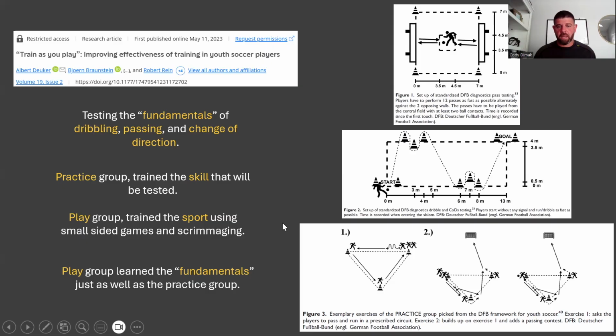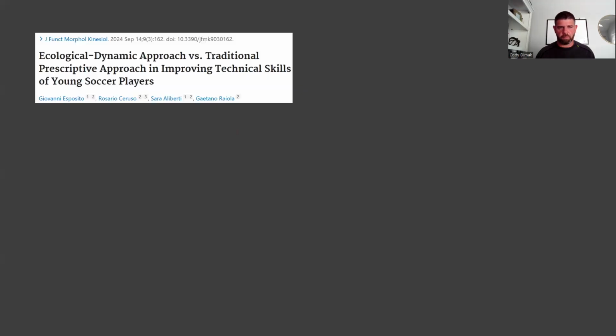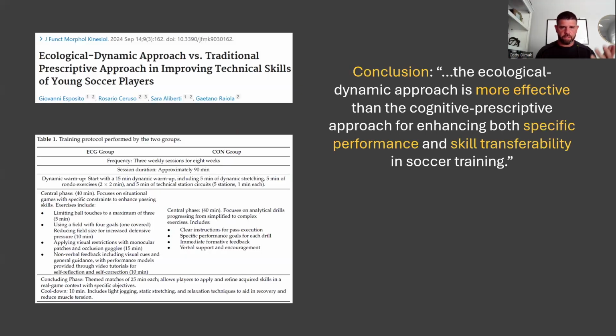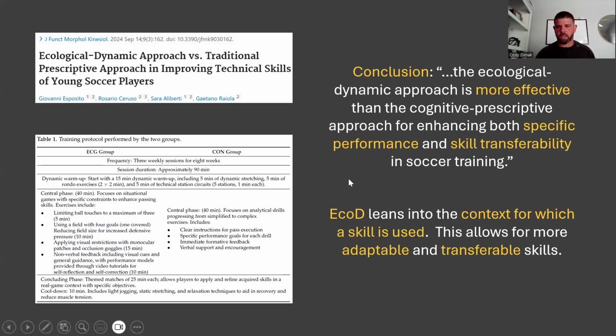It just doesn't exist. Well, when they retested the original dribbling around the cones and passing to cones, the play group learned the fundamentals of dribbling around the cones just as well as the practice group. So you can learn the fundamentals without practicing the fundamentals, is what this says. There are other studies on this too, but I'm not going to bore you here. This is another one, same thing. So ECHO-D considers the context for which the skills are used, and then allows for more adaptable and transferable skills. That's what we just need to know about that.